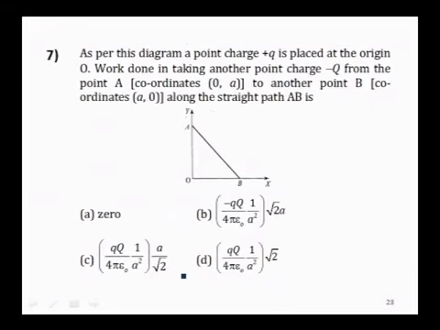Going further, this is a similar one. As per this diagram, a point charge plus q is placed at the origin. So, I have a plus q here, O. Work done in taking another point charge minus q from A to B. So, you have a minus q here, you are moving it from A to B. What is the work done?